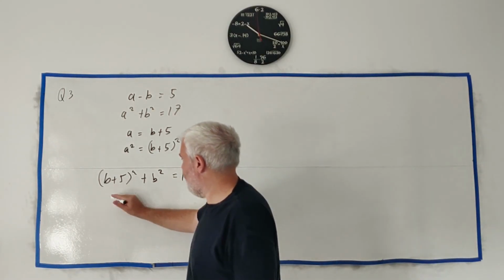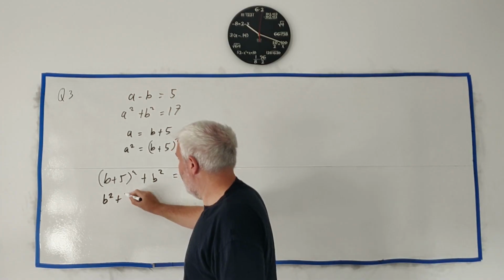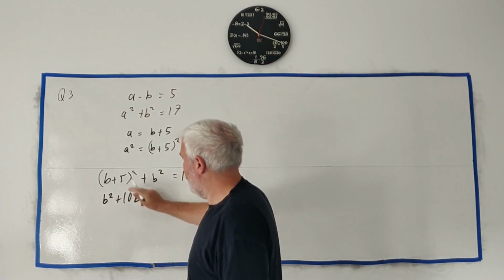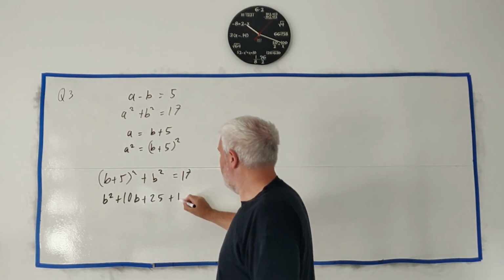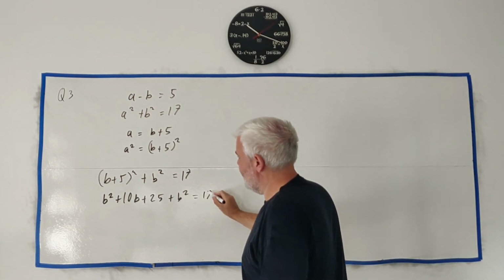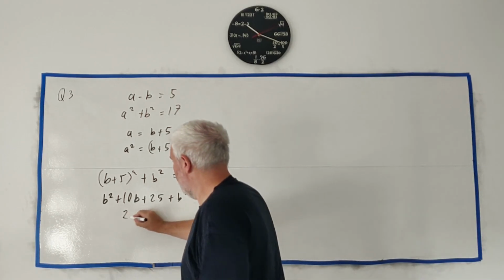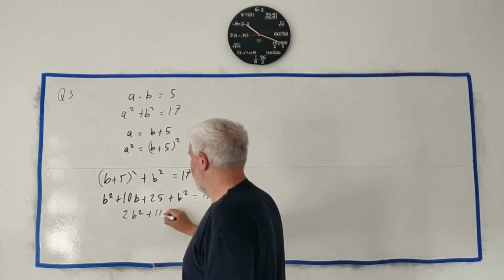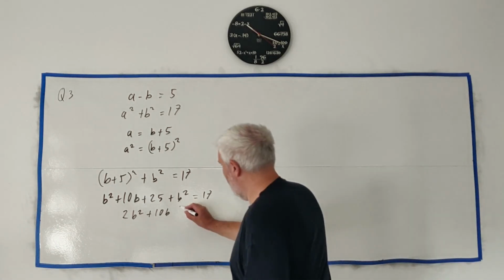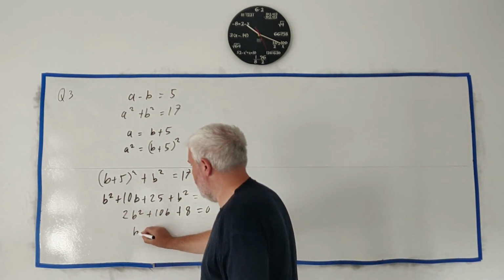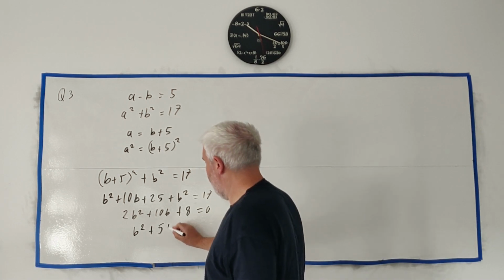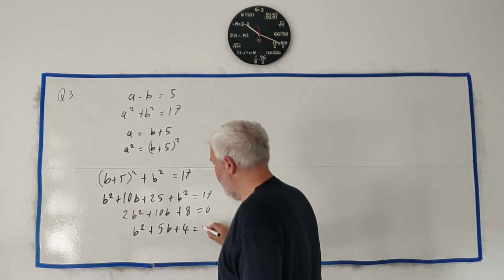Let's clean this up. We get b squared plus 10b, that's 5 times b and b times 5, plus 25, plus b squared is equal to 17. Let's clean it all up. We get 2b squared plus 10b plus 8 is equal to 0. Oh, we can clean that more. Divide everything by 2: b squared plus 5b plus 4 is equal to 0.